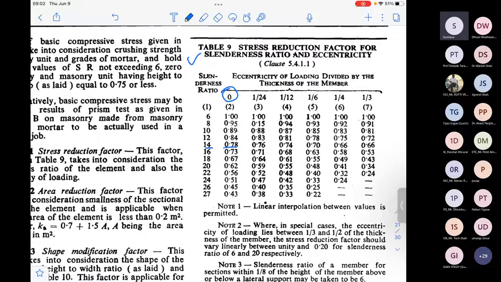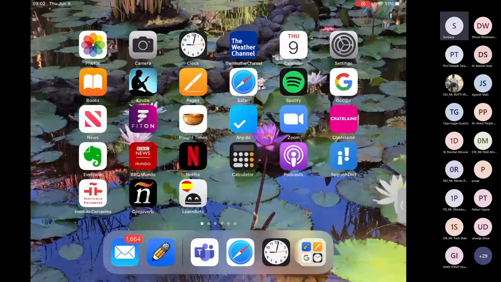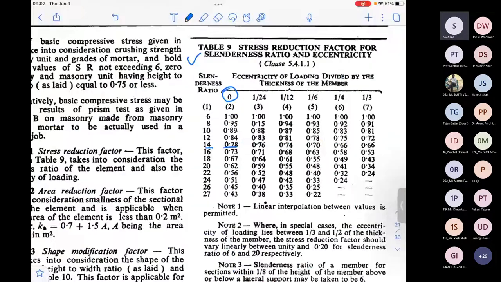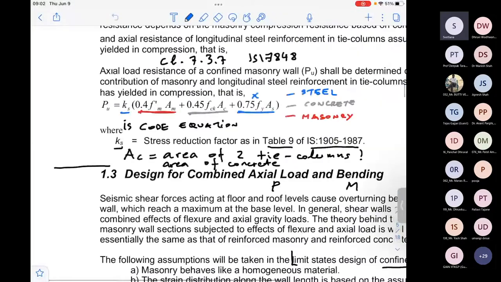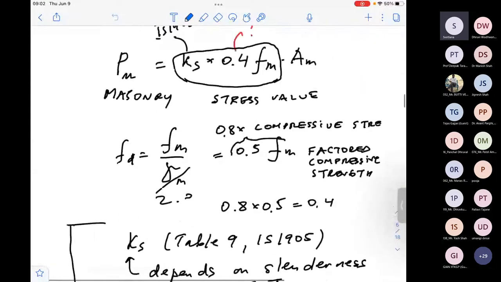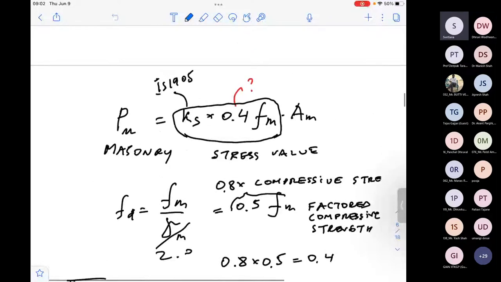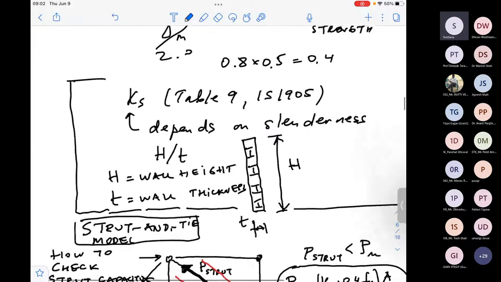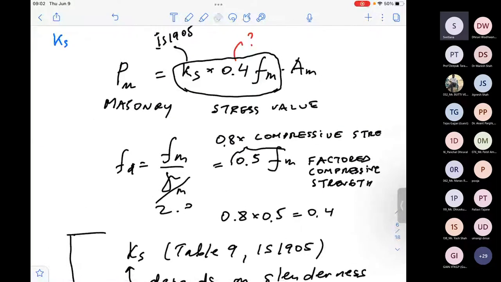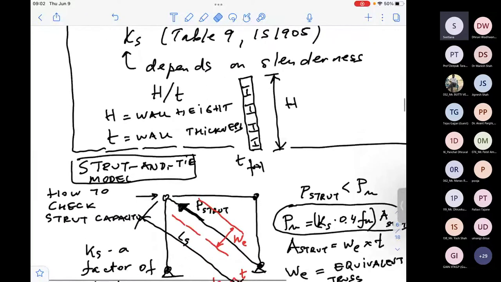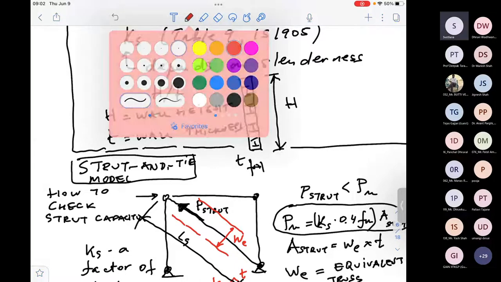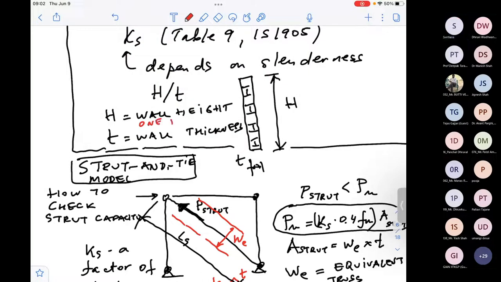And in fact, I will include that in this annotated lecture. What I would like you to know, and I go back to the lecture, to that note, is that for this Ks factor, I think I have an opportunity here where I was writing about Ks. Ks depends on the H over T ratio. What I missed emphasizing is that in this case, wall height is only for one floor. One story.